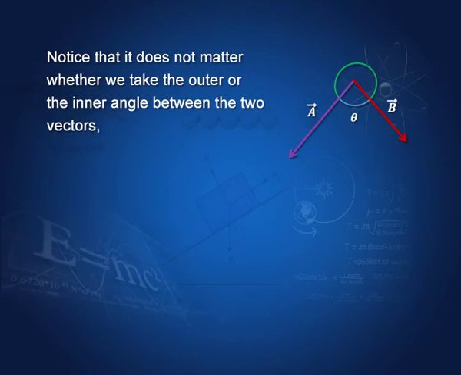Therefore, it does not matter whether you take the inner angle theta or the outer angle 2 pi minus theta, because cos theta is equal to cos 2 pi minus theta.